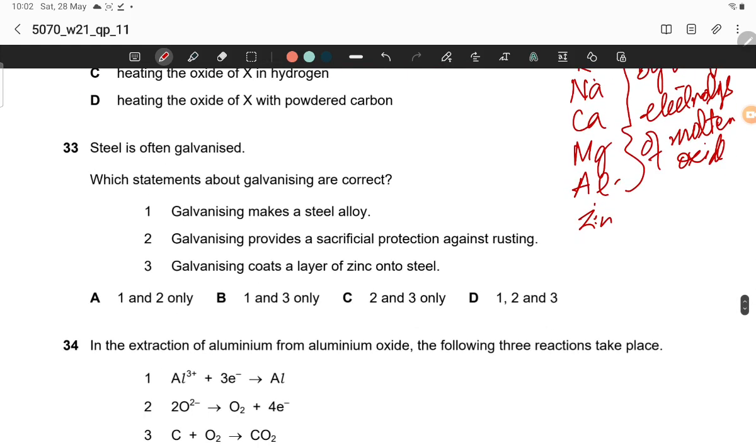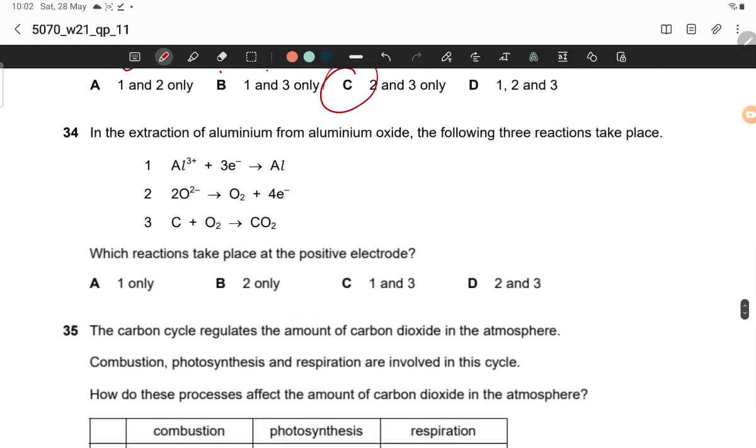Steel is often galvanized. Which statements about galvanizing are correct? Galvanizing makes a steel alloy. It is incorrect. Galvanizing is used to protect iron from rusting. Galvanizing provides a sacrificial protection against rusting. This is correct. Galvanizing coats a layer of zinc onto the steel. This is correct. So 2 and 3 are correct. So option C is correct.